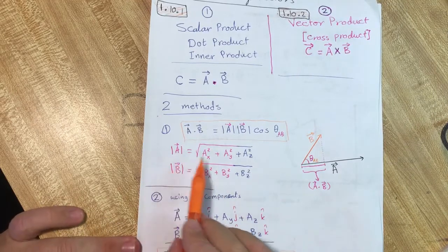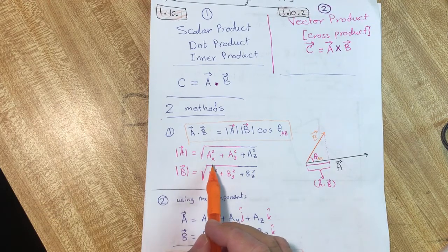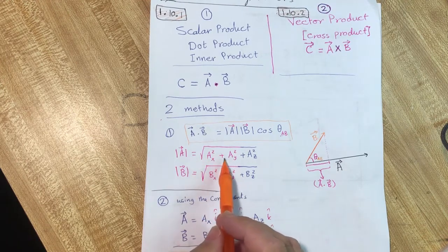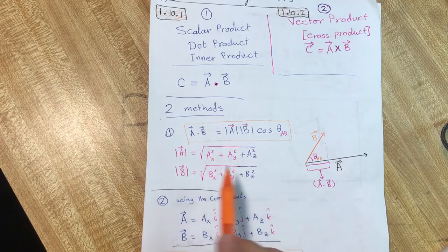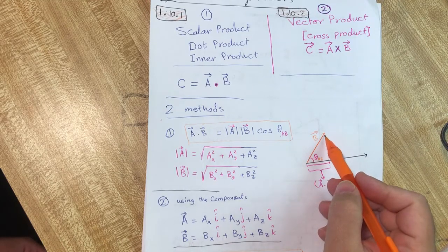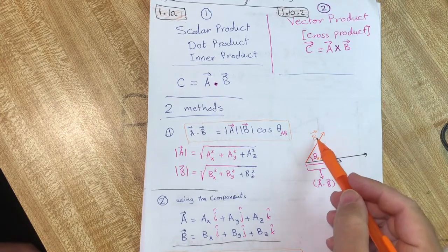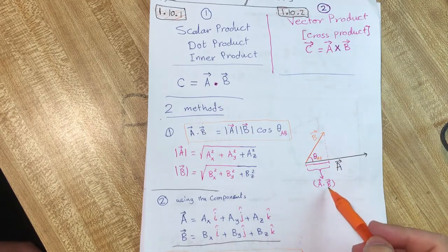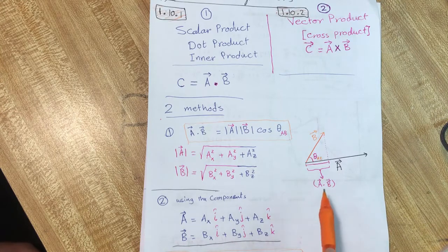The length of A, using the Pythagorean theorem, is the square root of ax squared plus ay squared plus, if we have, az squared. Also the same for B. And the component, or the projection, of B on A is the scalar product quantity, or length, or something like that.